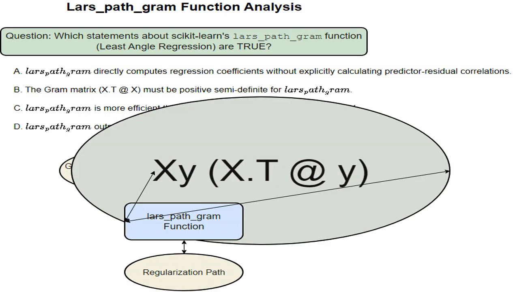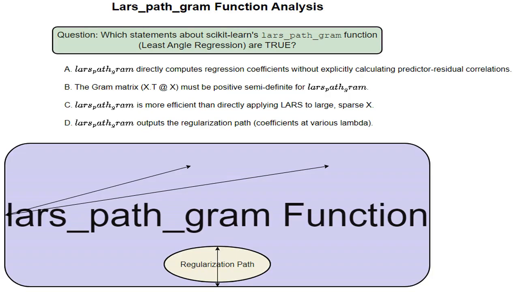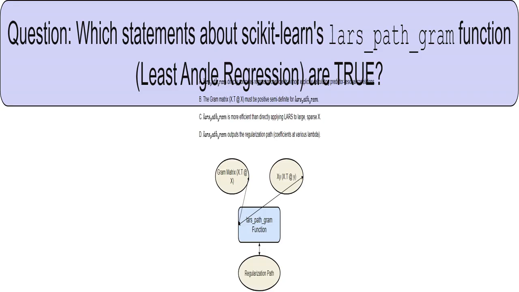This function is a smart way to do least angle regression using the gram matrix. This makes computations quicker, especially when dealing with huge datasets. This is a fancy term for a graph that shows how the predictions change as we adjust the strength of our regularization, which helps us find that sweet spot of fitting the data well without overfitting. This is the main question, which tests your understanding of the lars_path_gram function and how it works.